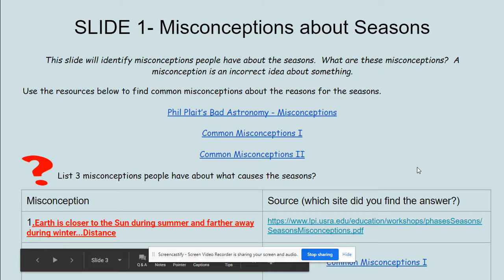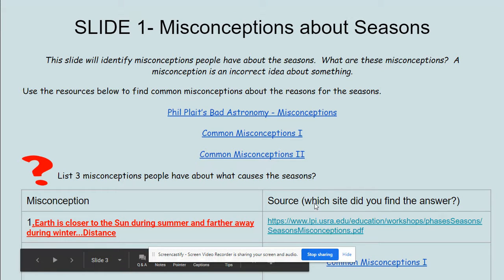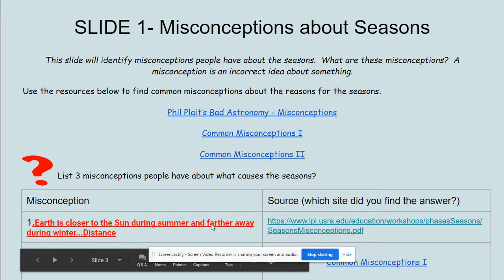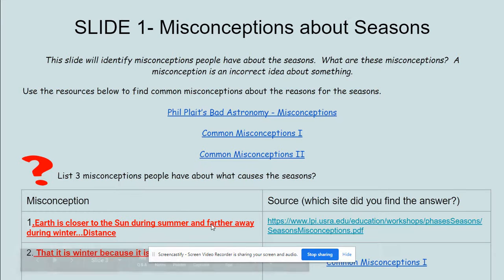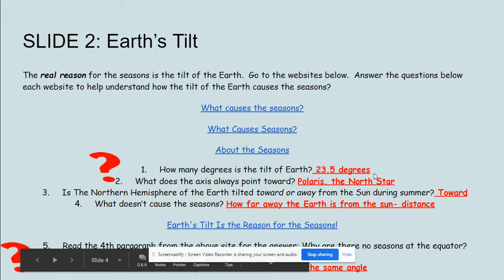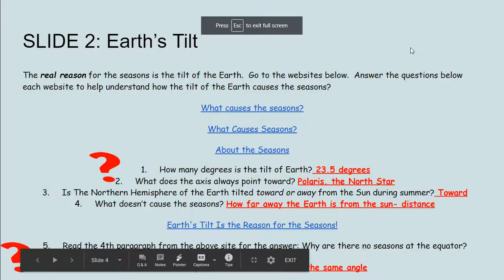You went and you looked at each of the websites, or maybe I even saw some people who collected their own research and had 3 different misconceptions listed. So as long as you listed something that was a misconception or something that people thought that was not correct scientifically, then you got those points. The next page I've highlighted in red the answers so that you can see maybe what you should have had.